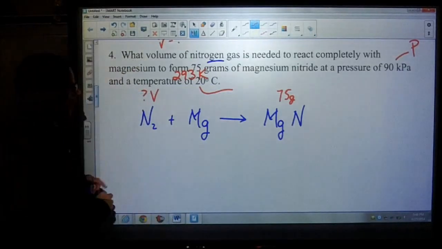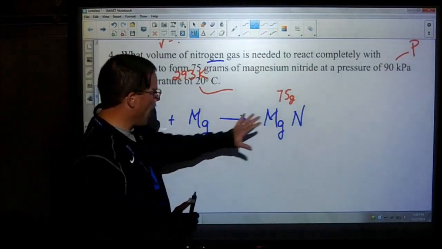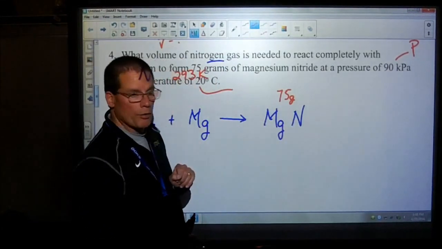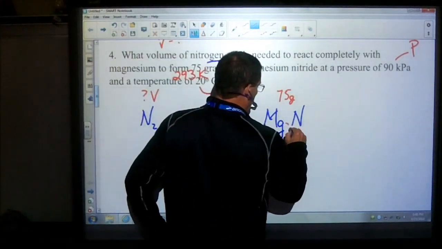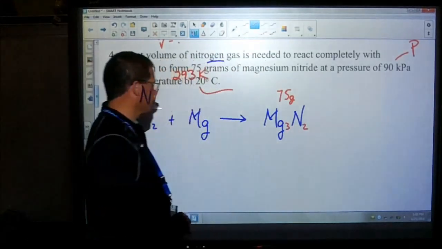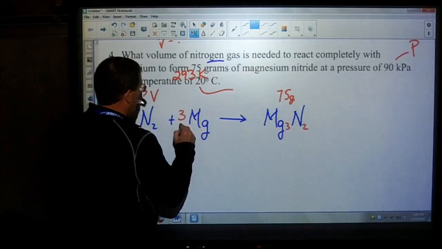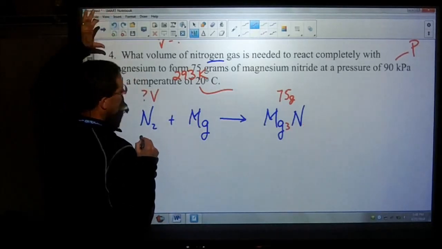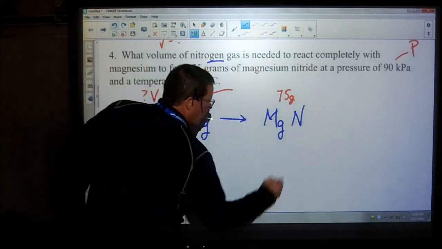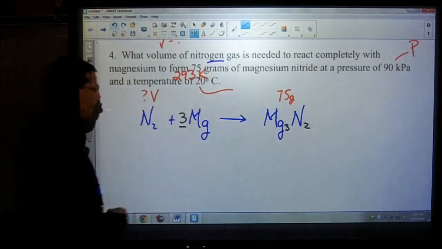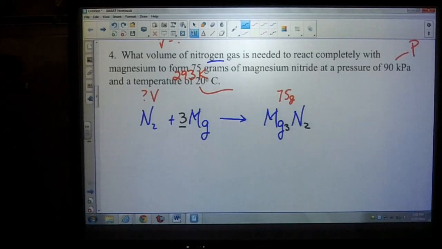Let's make sure we balance the charges. Magnesium is +2, nitrogen is -3. So I need 3 of magnesium and 2 of nitrogen. I already had 2 nitrogen here, so I need a 3 here: 3 there and a 2 there, which means I need a 3 there. Okay, our equation is balanced.